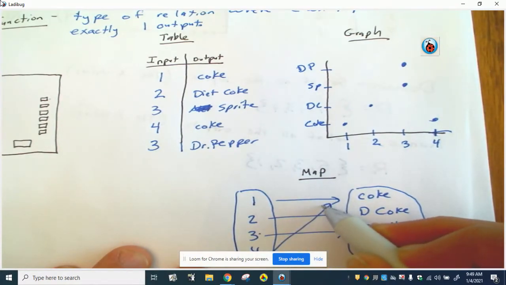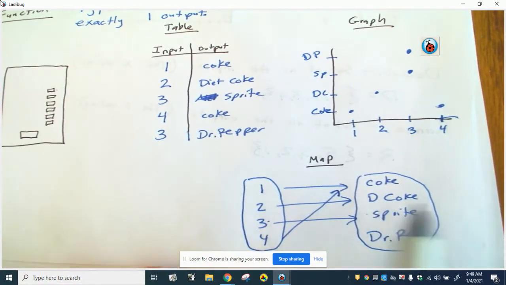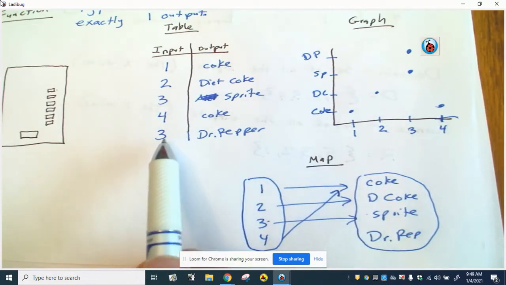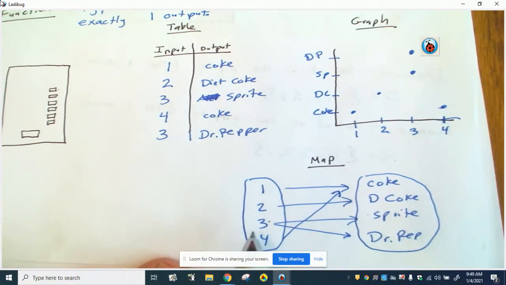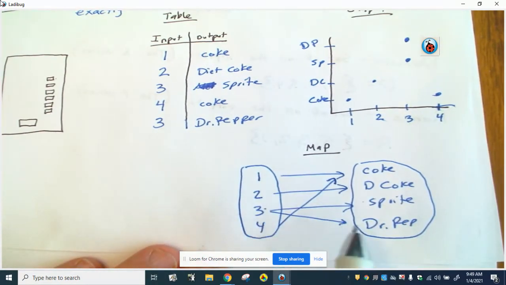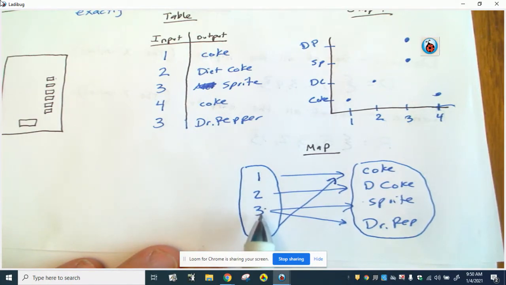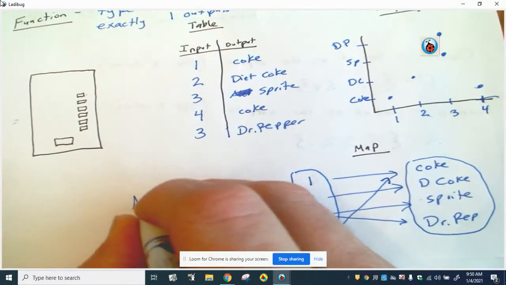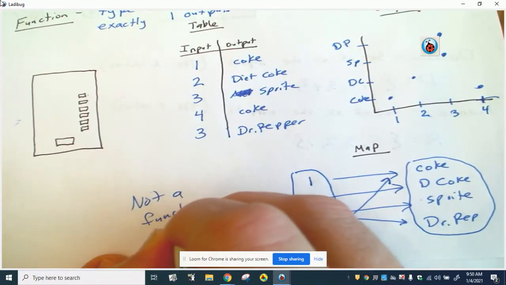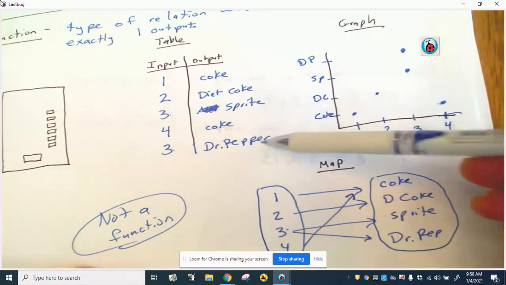That's okay. It's okay to have multiple arrows going to the same output. That's fine. But what we can't have now is if I press the third button and get a Dr. Pepper, I can't have two arrows leaving the same input, going to different values over here. So it's okay to have two arrows going to the same output, but you can't have two arrows leaving, right? And that would make it not a function. So this is not a function. Okay? And the reason it's not a function is because we have the same input giving me different outputs.